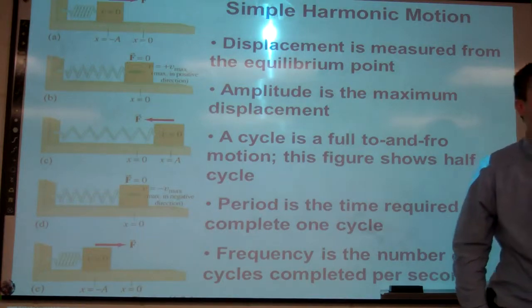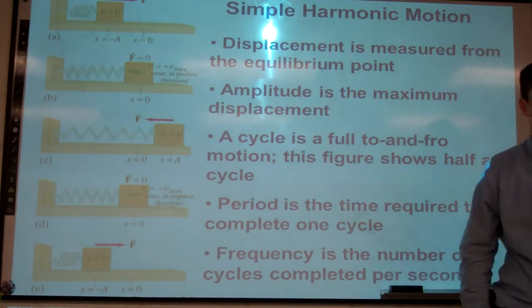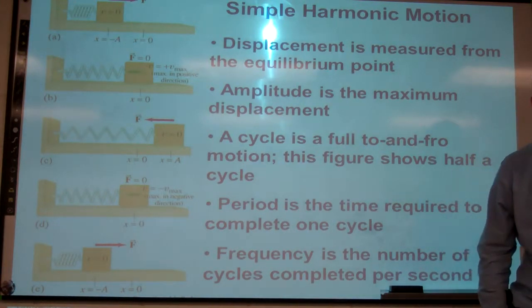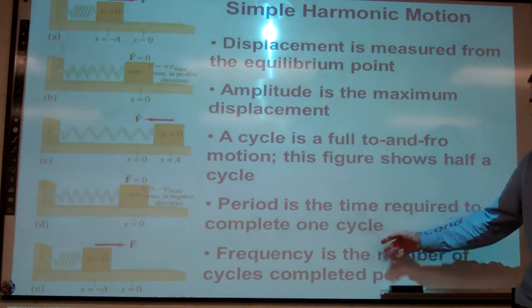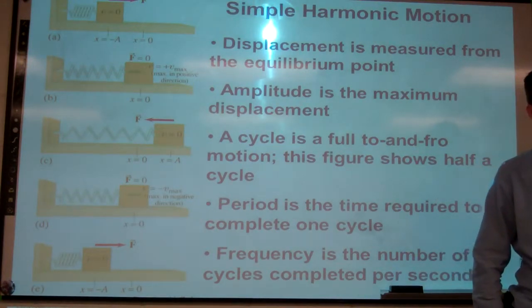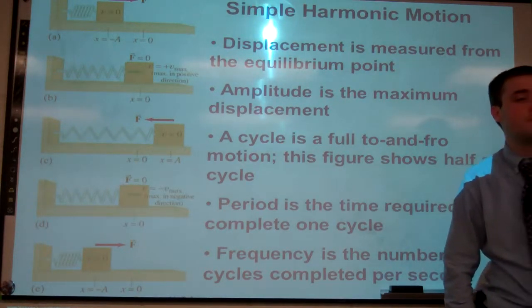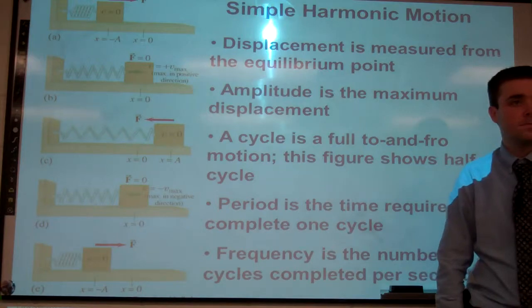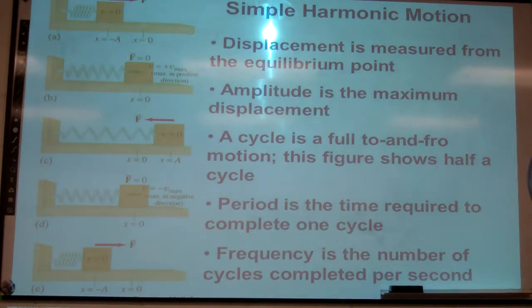Alright, and the period is the time required to complete one cycle. That's how long it takes to go back and forth. And the frequency is the number of cycles completed per second. What do you think the relationship between the period and the frequency is? If one is seconds per cycle, the other is cycles per second. How can we get from one to the other? Inverse. The period and the frequency are inverses of each other. Does that make sense? So period equals 1 over frequency, and frequency equals 1 over the period.